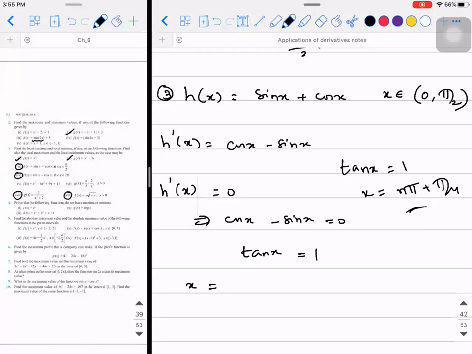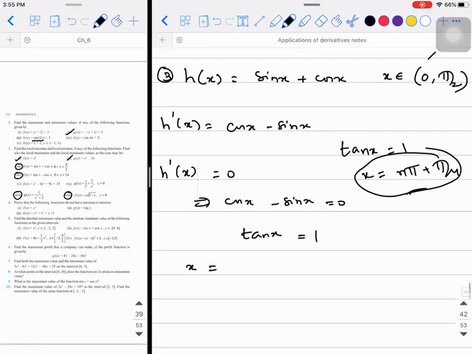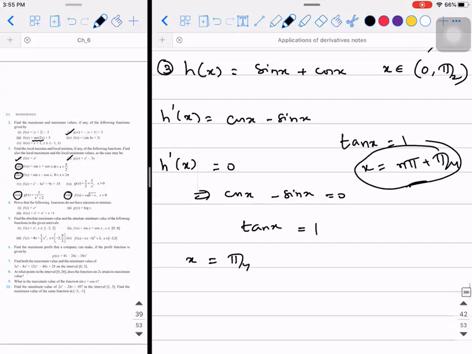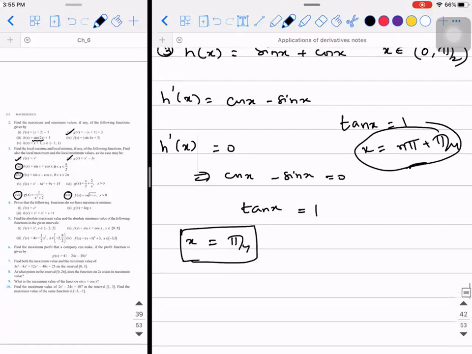Sir, do I need to? No, sir, not needed, because the domain itself is restricted, 0 to pi by 2. So you need to first look at the domain always. x is equal to pi by 4. So their concern is what is happening at x is equal to pi by 4.